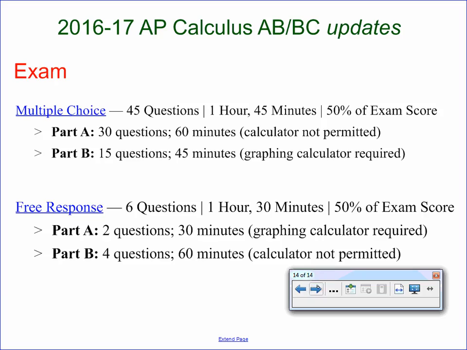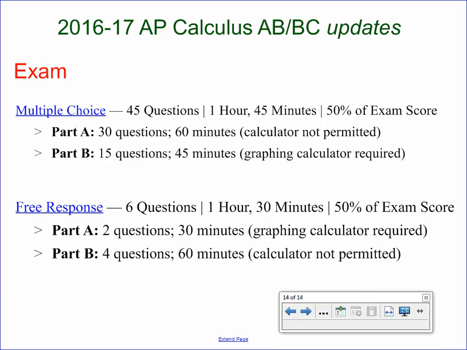The final thing I'd like to share is new changes, and I got this directly off of AP Central. You'll notice that the exam format for the 2016-17 AP Calculus classes, both AB and BC, has changed slightly. Last year the multiple choice was a 28 and 17 split for Part A, non-calculator, versus Part B, calculator allowed. Well, based on feedback from educators around the country, they changed the split between the non-calculator and calculator allowed. So it's still 45 questions and 50% of your exam score.